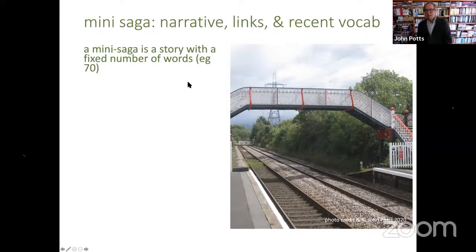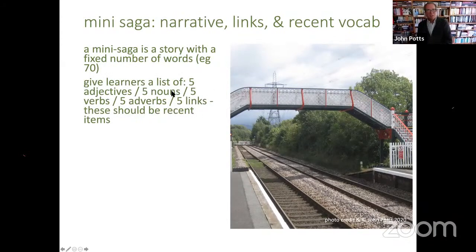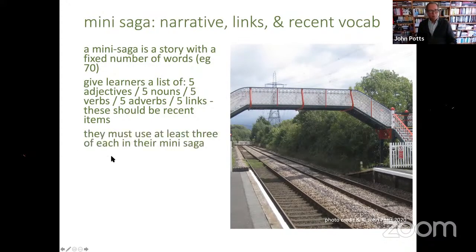Give the learners a list of 5 adjectives, 5 nouns, 5 verbs and 5 adverbs and 5 linking words. And these should be recent items. In other words, things from other recent lessons. So you've had some lessons maybe about transport and travel. So they've got some words, they know the word station, they know the word railway, etc., etc. So you give them these 5 adjectives, nouns, verbs, etc. And from those 25 words that you've given them, you must use 3 of each in their saga. So you've got to use 3 of the adjectives, 3 of the nouns, 3 of the verbs, etc.